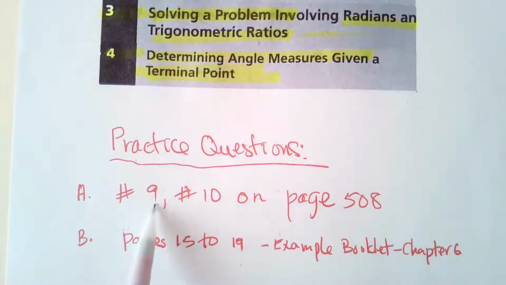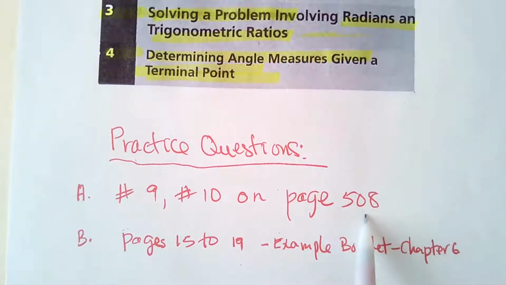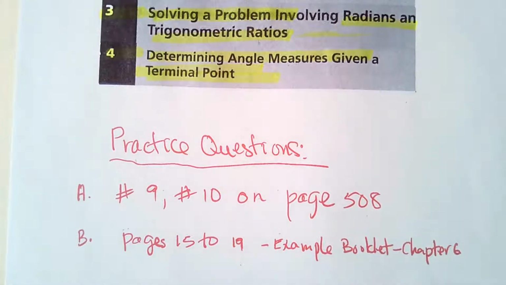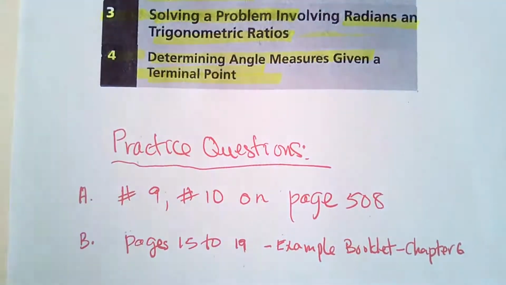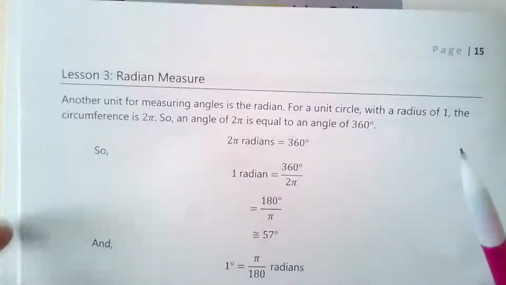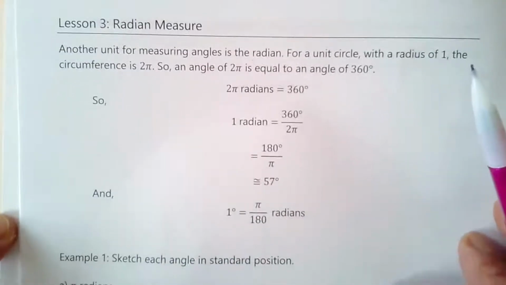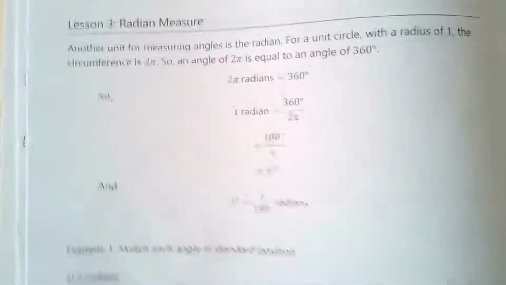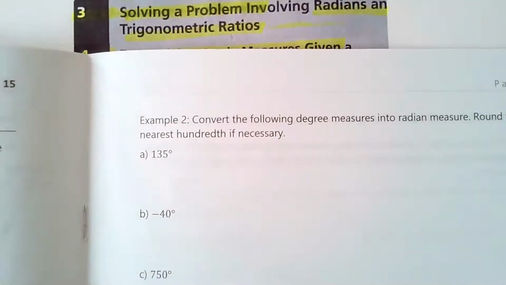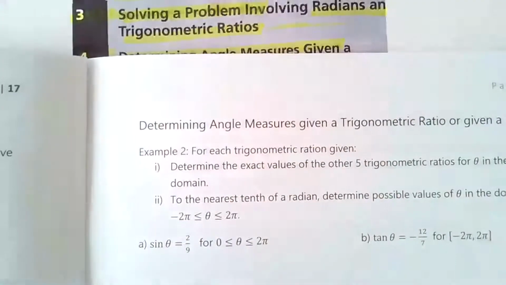complete practice question number 9 and number 10 on page 508 of your textbook. And from your example booklet, it's this one here, you'll want to complete pages 15 to 19. And they are all on lesson 3, which is on radian measure. So converting degrees to radians and radians to degrees. So they're all similar.